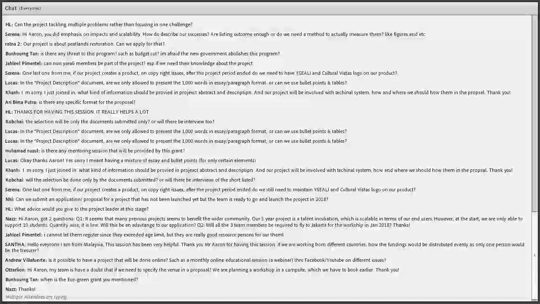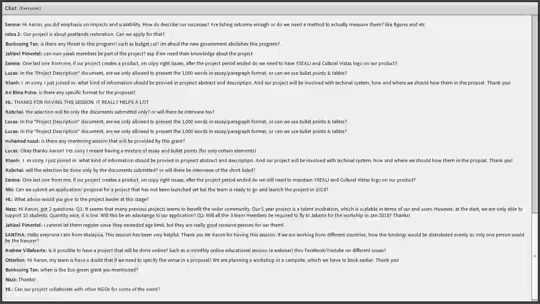Jalil says, I cannot let them register since they exceed the age limit. Oh, certainly, you can consult anyone in your network to help you with the project. But the project team leader, the project treasurer, and the project secretary should certainly be YSEALI members.